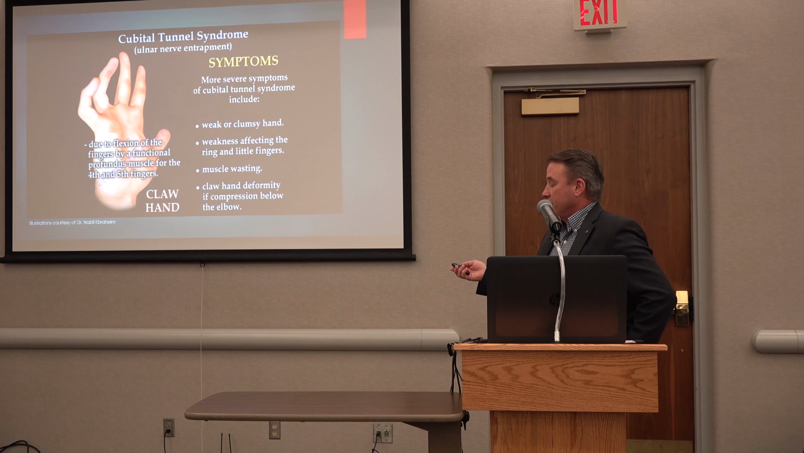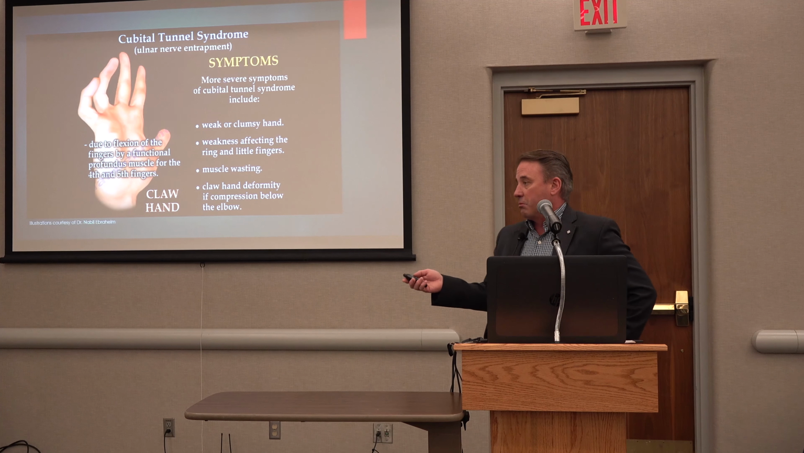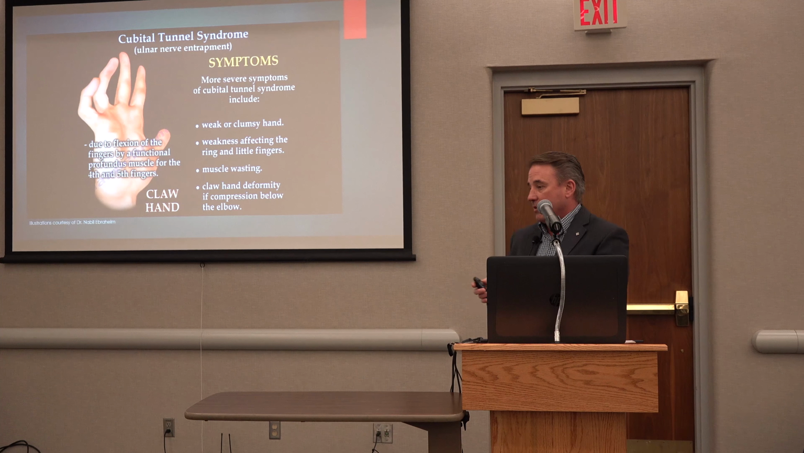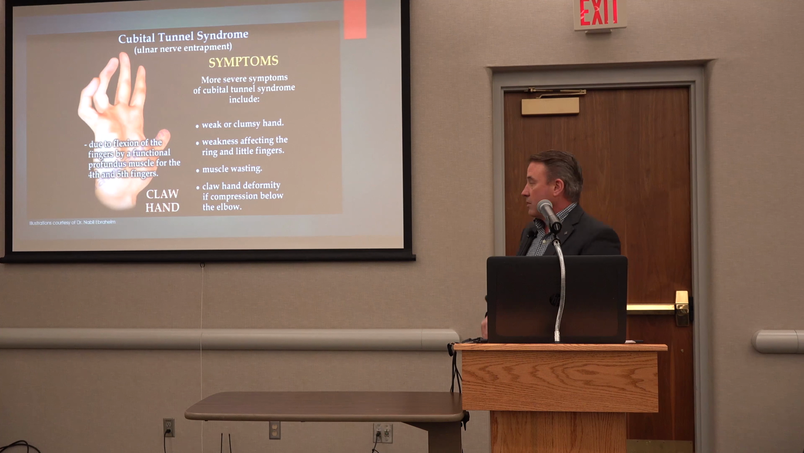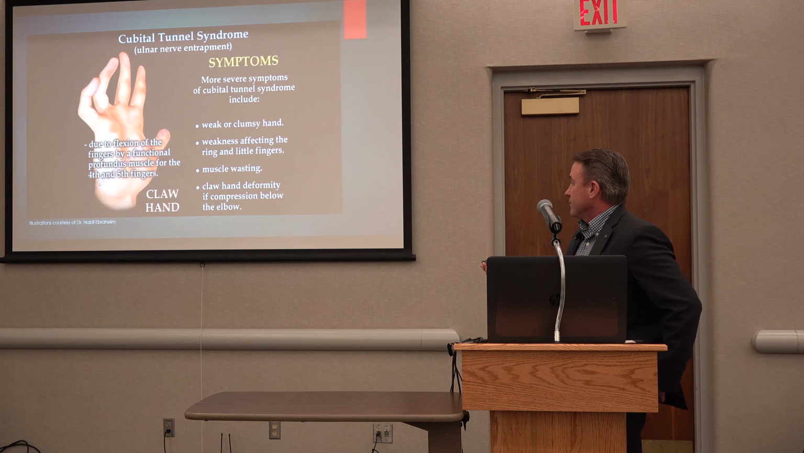The clawing occurs because without the intrinsic muscles' strength in the hand to balance out the extrinsic muscles, the extrinsic flexors pull the fingers up. We don't have the intrinsic muscles to offset that.